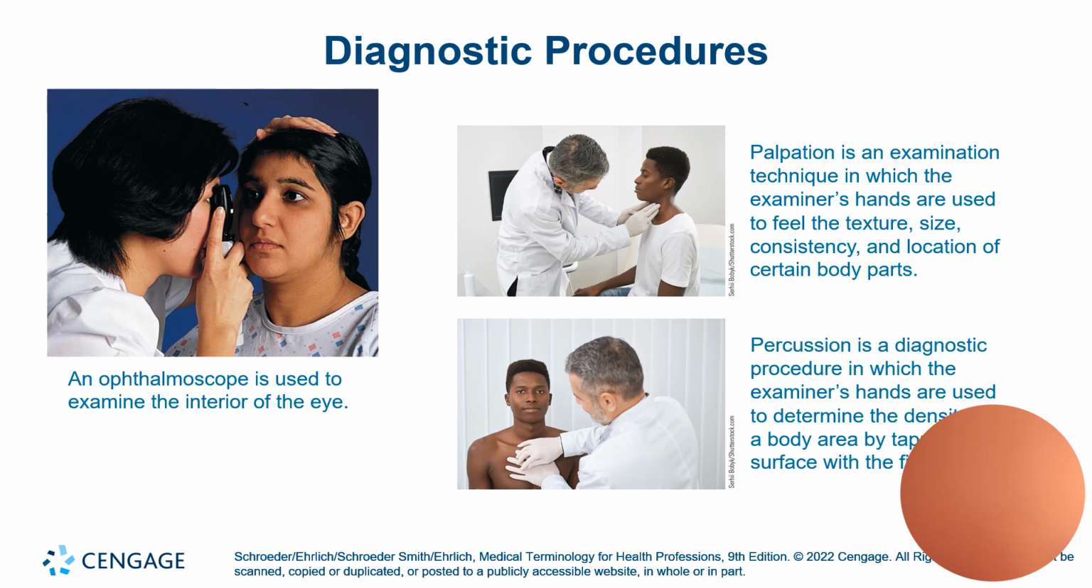There are some instruments that are used with a basic examination, such as an ophthalmoscope that's used to examine the interior of the eye, or an otoscope that's used to visually examine the internal or the external ear canal and tympanic membrane, whereas a speculum examines the opening of a canal or cavity by making it larger. And the stethoscope is the tool that we use to listen to sounds within the body itself.